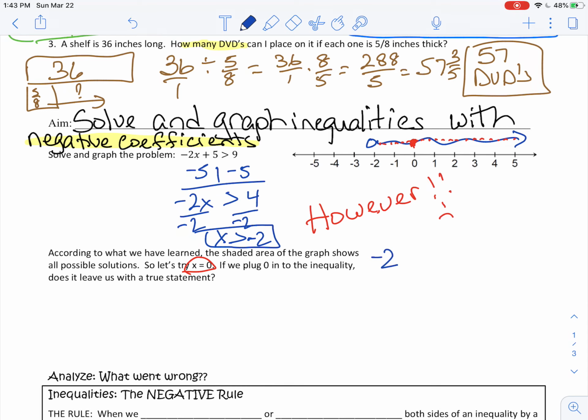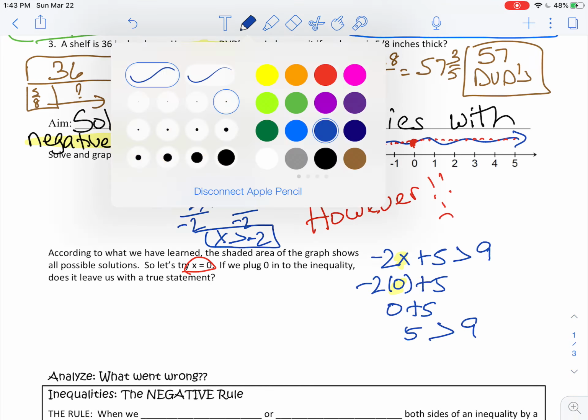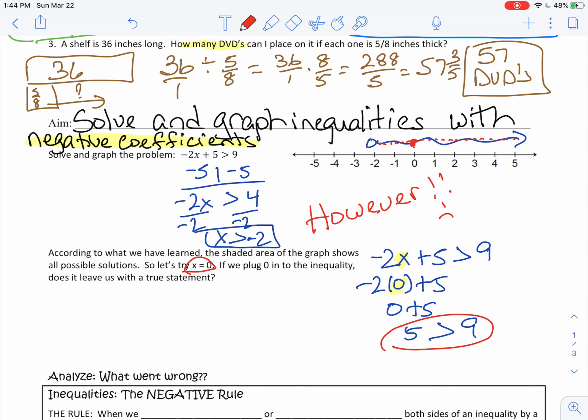So you're going to write the inequality. It says -2 times x plus 5 is supposed to be greater than 9. So in for that x, we're going to put 0 because that's what they've told us to do. Then we're going to follow order of operations. Uh-oh. Did it work? Nope. This is not true.